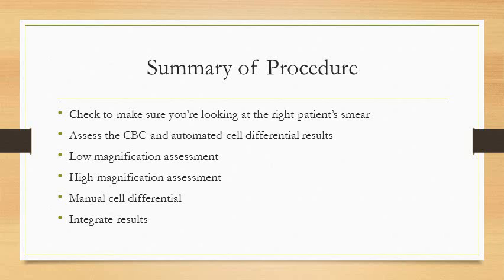And then finally, a summary of the procedure. Make sure you're looking at the correct patient smear, assess the CBC and automated cell differential counts, come up with a preliminary differential diagnosis, do a low magnification assessment, do a high magnification assessment, do your manual cell differential, and then finally integrate the results.